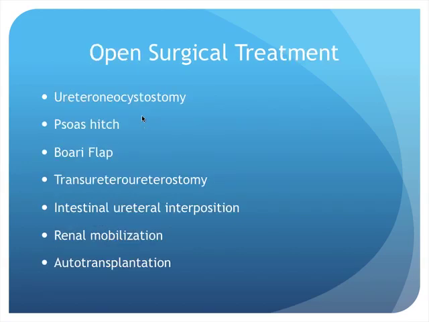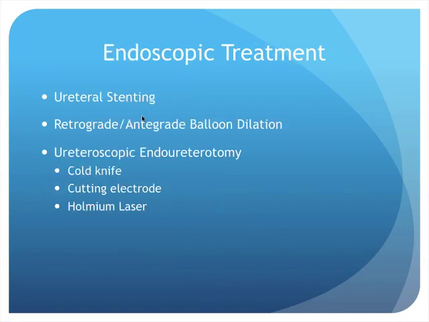So some of the open surgical treatments, I'm not going to speak to them specifically, but just to review them. For distal ureteric strictures, you can do a reimplant with or without a psoas hitch or Boari flap. Also a trans-uretero-ureterostomy, and then for strictures that are more proximal, ileal interposition and renal mobilization and autotransplantation. Some of the endoscopic treatments include stenting, either retrograde or antegrade, balloon dilation, and also ureteroscopic endoureterotomy with either a cold knife, cutting electrode, or holmium laser.